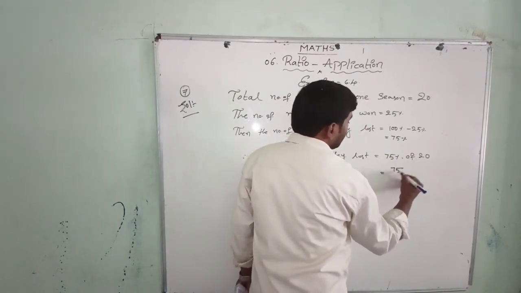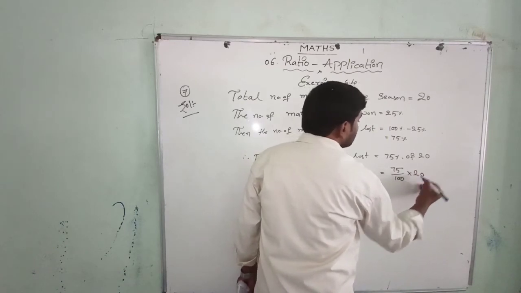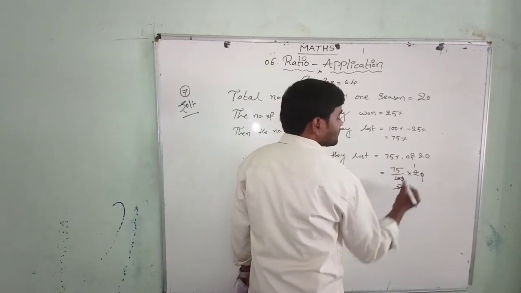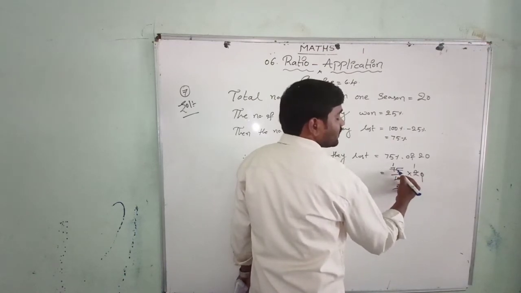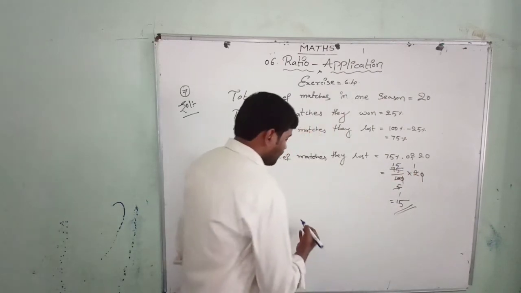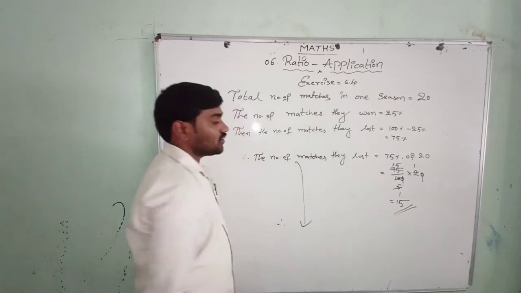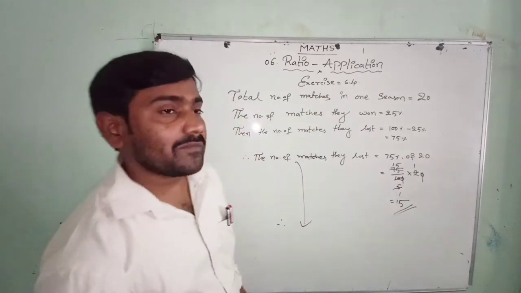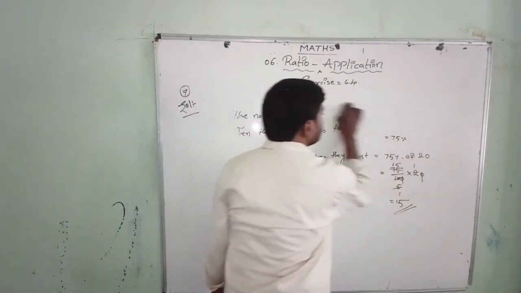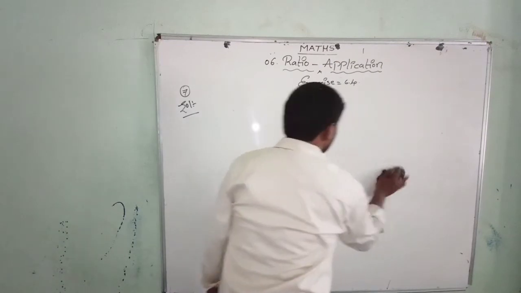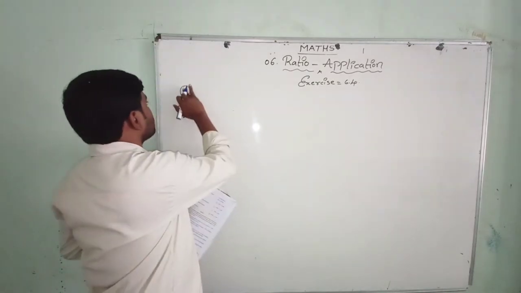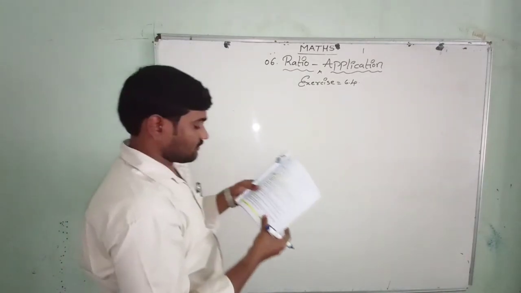దట్ మీన్స్ 75 by 100 into 20. 10 cancel. 2 ones are 2, 5 twos are... 5 fives are 25. That means 15. Therefore the number of matches they lost is 15. అంటే 5 మ్యాచెస్ గెలిచారు, 15 మ్యాచెస్ ఓడిపోయారు. సింపుల్. అవుట్ ఆఫ్ 20 మ్యాచెస్‌లో 5 గెలిచారు, మరి ఎన్ని ఓడిపోయారు? 15. ఓకే. దెన్ క్వశ్చన్ నెంబర్ 8.